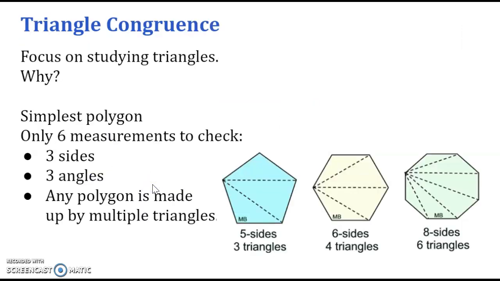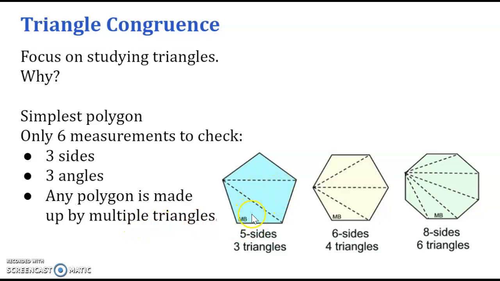Alright, so now we are going to go from polygon congruence to focusing more on studying triangles. Why are we doing that? Because triangles are the simplest polygon. You only have 6 measurements to check. You have 3 sides and 3 angles. And any polygon is made up of multiple triangles.